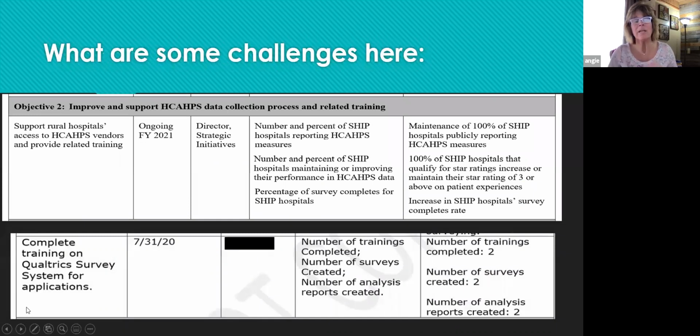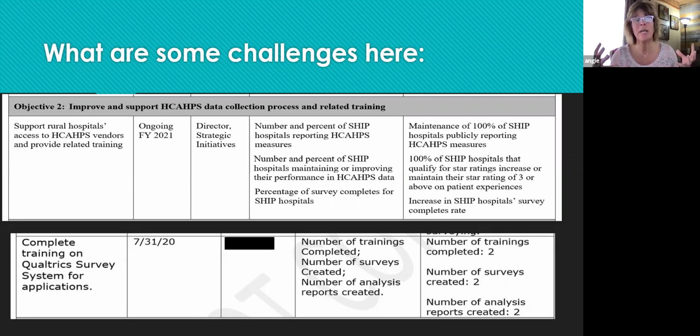All right, so here are some things, and we're going to start discussion now, and you can use your chat box or jump on, unmute yourselves and talk. These are two different ones that we received. Thank you very much to everybody that submitted. And these were in regards to HCAHPS.